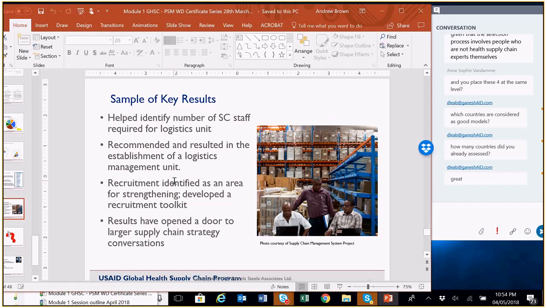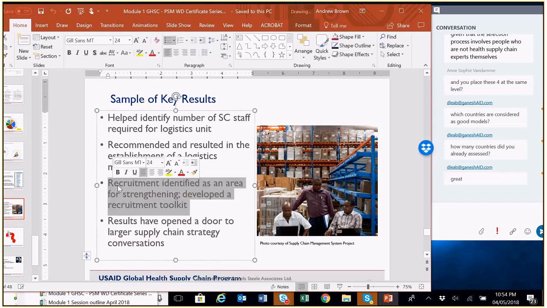So some of the key results are being able to help identify the number of staff required. It's been able to establish a logistics management unit because there wasn't one, it was uncovered by the study. Be able to strengthen and develop a recruitment toolkit, something that Anita asked us before. This particular tool identifies if there is an absence of proper recruiting systems, and there's a toolkit that people can use to help improve their system. And results have opened the door to a larger supply chain strategy conversation.